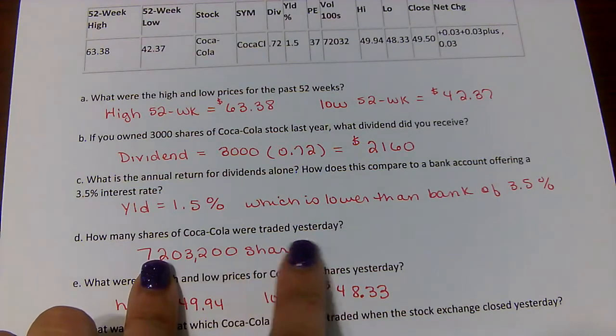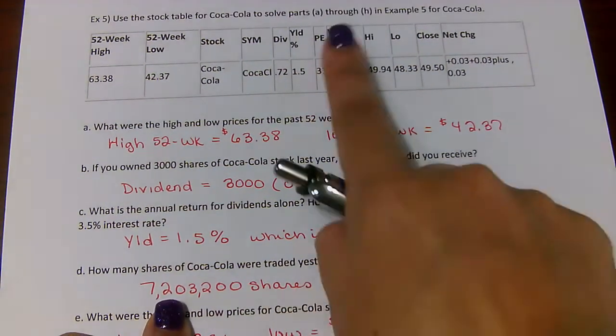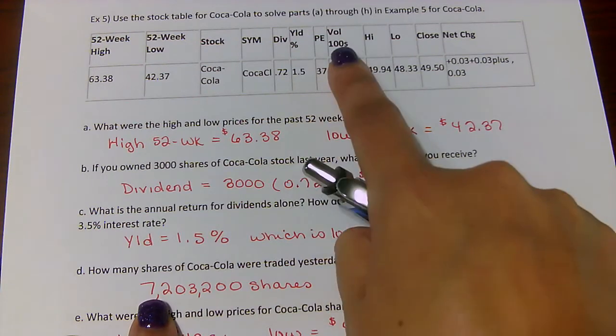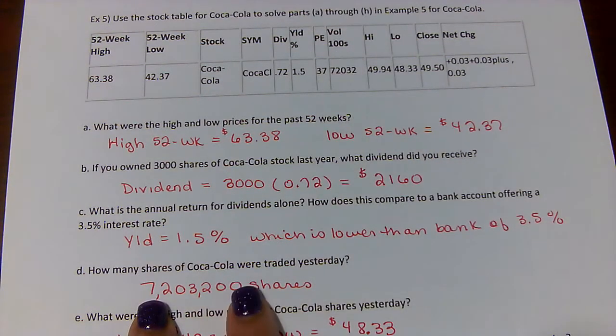How many shares were traded yesterday? This is where you go to your volume. You're going to take this number and then add those two zeros. So here we have 7,203,200 shares.